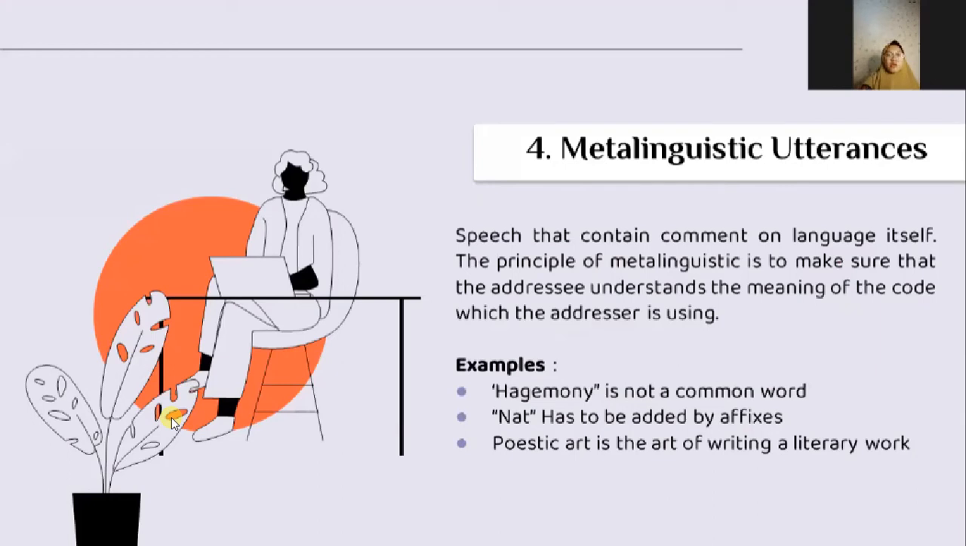Thank you, Anida. The next presentation by me, metalinguistic utterance. It means that speech is content command of language itself. The first principle of metalinguistic is to make sure that the addressee understands the meaning of the code which the addressee is using. Example, hegemony is not a common word. Name has to be added by affixes. Poetic art is the art of writing a literary work. The next, please.